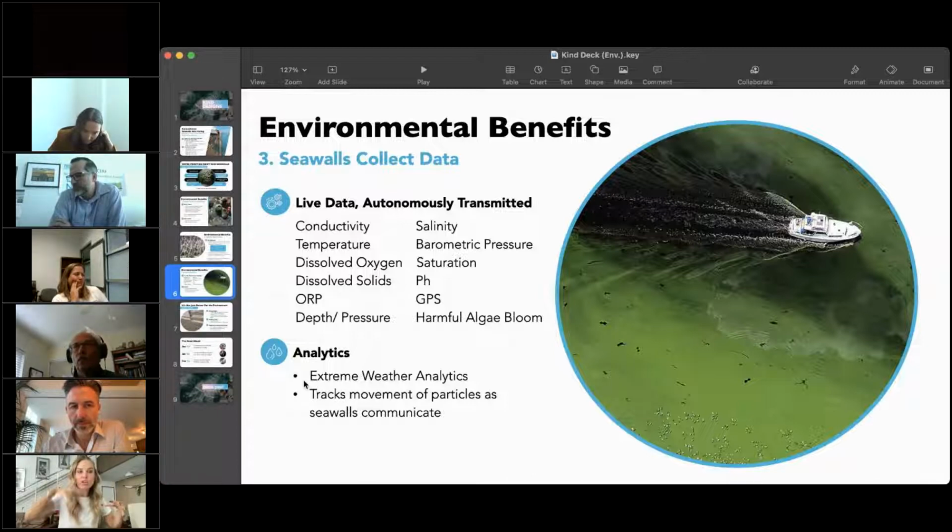And because the seawalls communicate with each other, the more seawalls that we have, the more we're able to map the ocean and map the traction of things like algae or any toxicity in the water as it moves from point A to point B. And again, all of this is live. You don't need the big tower you needed in the past to transmit that data. With 5G, it's just automatically uploaded to our software.